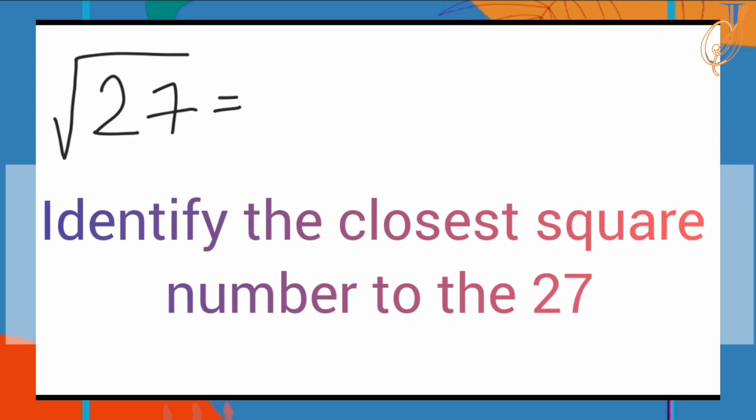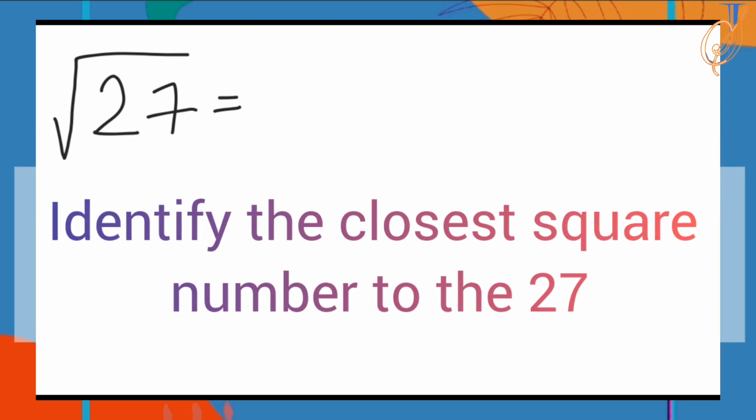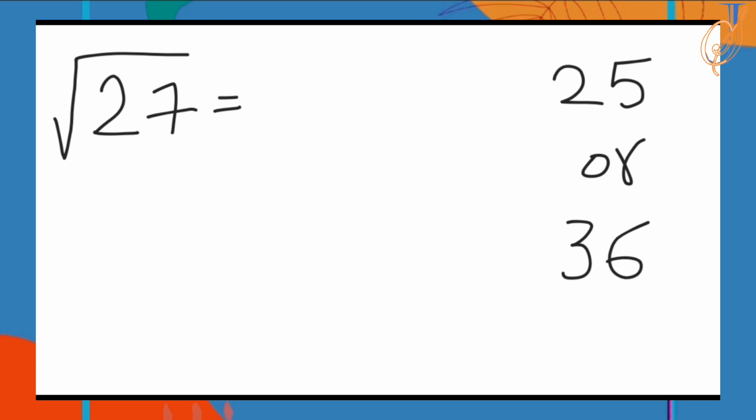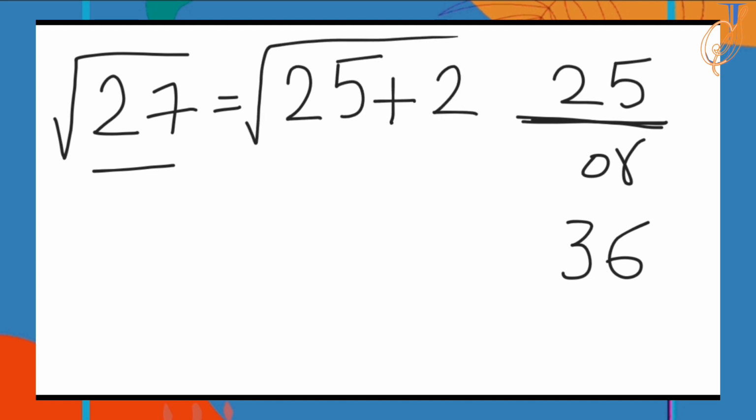Let's start with an example, 27. Identify the closest perfect square to the number 27. The closest square will be either 25 or 36. Which one is closer? 25 is closer to 27. So that's why you have to write 27 in terms of 25. 25 plus 2 is 27.